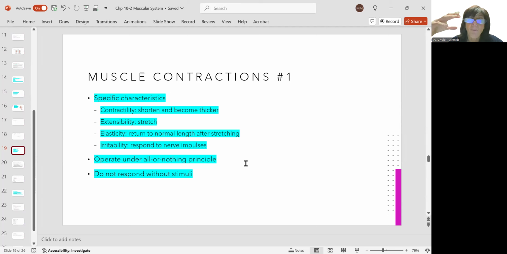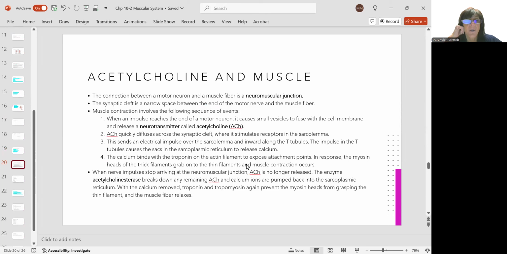And they pretty much operate under the all or nothing principle where, when your brain sends a signal to make something move, it's either moving or it's not. Like it's sometimes difficult to make smaller moves, and they don't respond without some kind of stimuli, whether it's internal, your brain telling it to move, or just think about if you are near something hot and your hand is going towards a hot stove and you pull it away. Okay. We talked about that a couple classes ago.